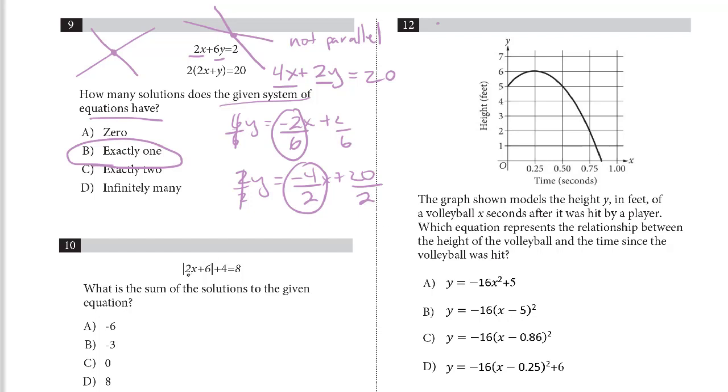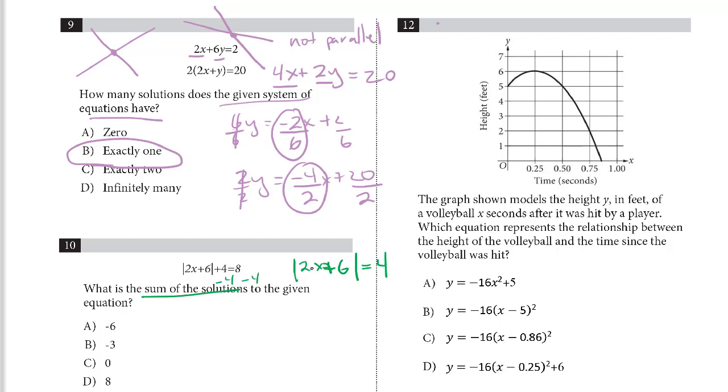Number 10: the absolute value of 2x plus 6, plus 4, equals 8. What is the sum of the solutions to the given equation? So first things first, I want to isolate my absolute value. I'm going to subtract 4 from both sides, and I'll get the absolute value of 2x plus 6 equals 4. Well, it equals a positive number. That's good. The absolute value must be positive. And I've isolated my absolute value.